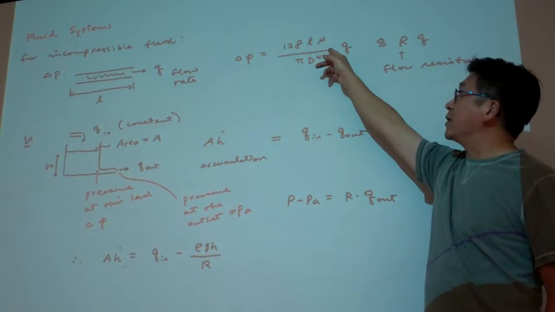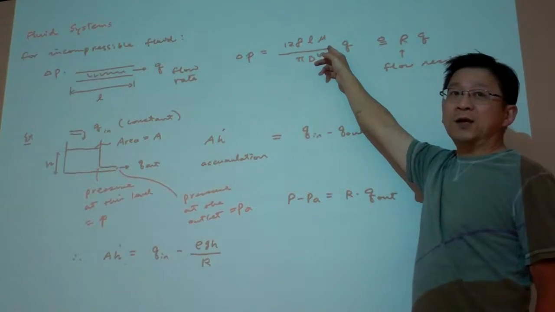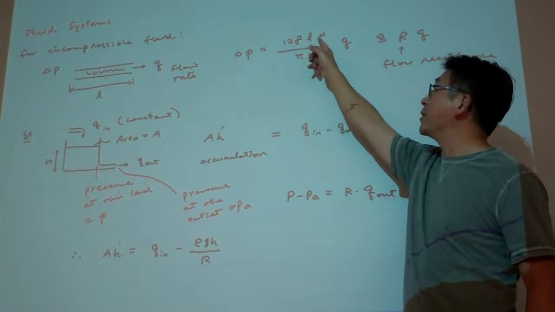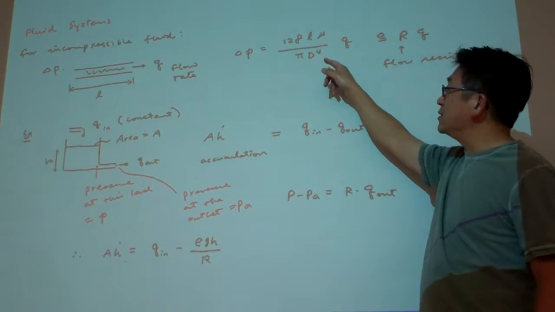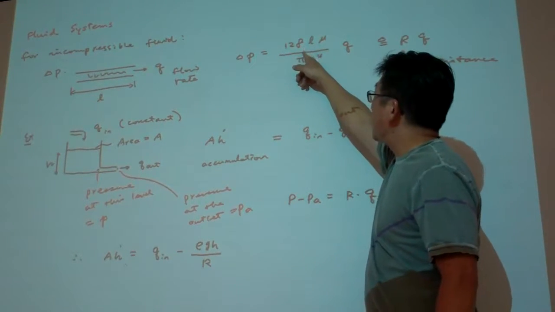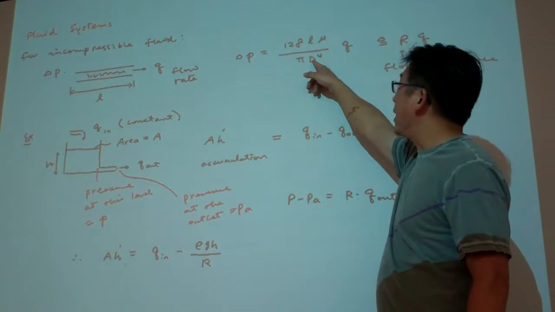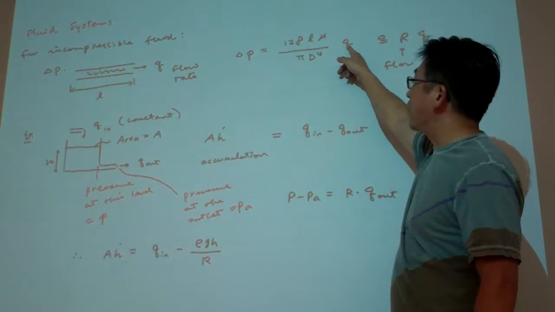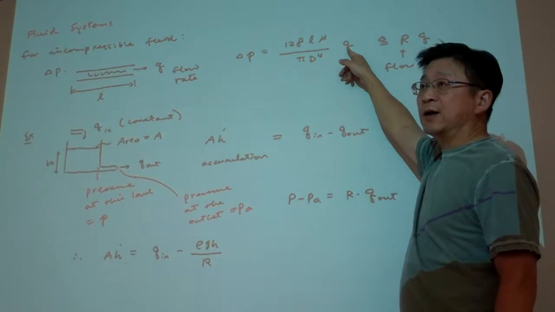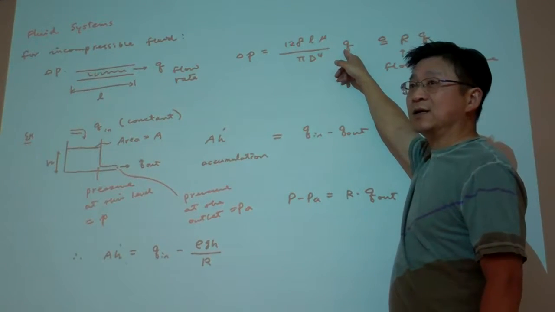mu is called the dynamic viscosity. Okay, and here viscosity has two kinds. One is static, one is dynamic. Here you have to pick the dynamic. So under these situations, those are the fluid properties and the geometry of the pipe, and this is the flow, the fluid flow, in units of, say, speed per second.